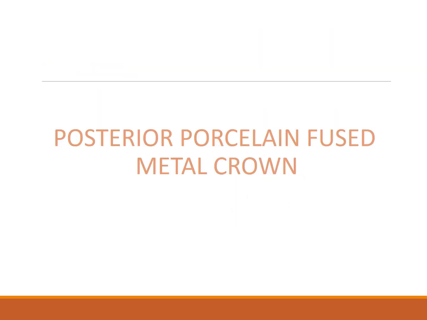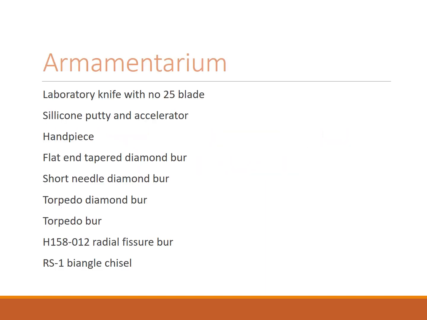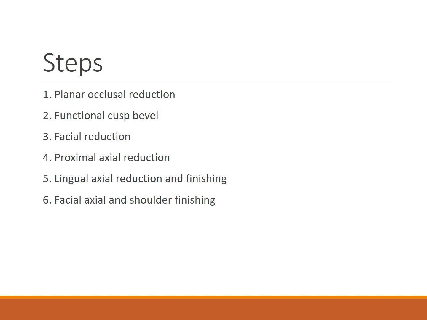Right, so coming to a posterior porcelain fused to metal. Now I'll be showing you some colored photographs and diagrams, also clinical. So the armamentarium is almost the same: a lab knife with a number 25 blade and silicone putty, which is just to cut the putty. Handpiece, flat and tapered diamond fissure, needle diamond, fissure torpedo diamond burr, torpedo burr, radial fissure burr, chisel.